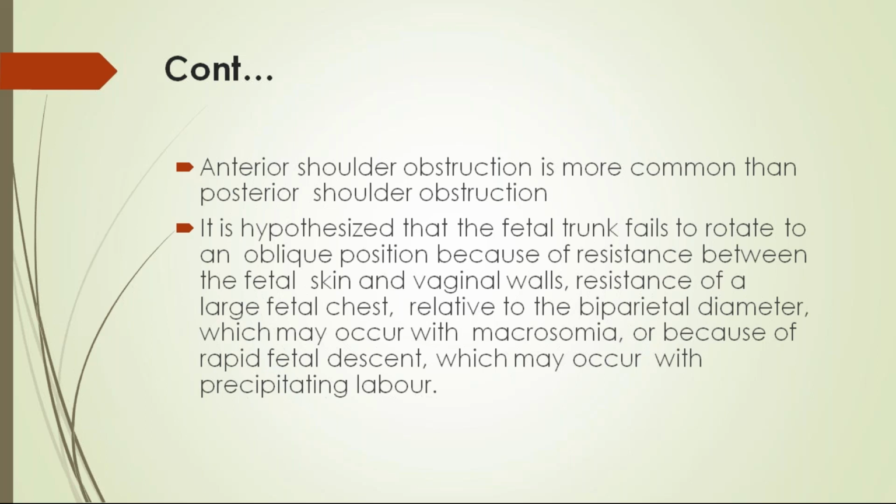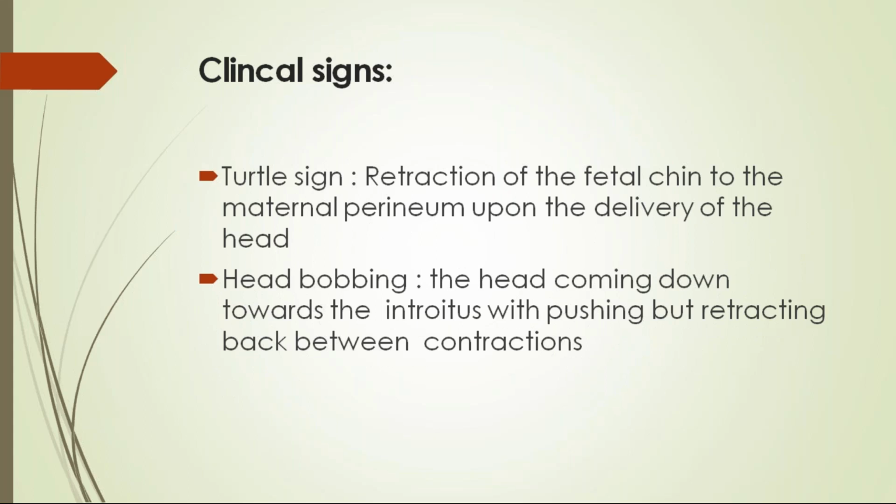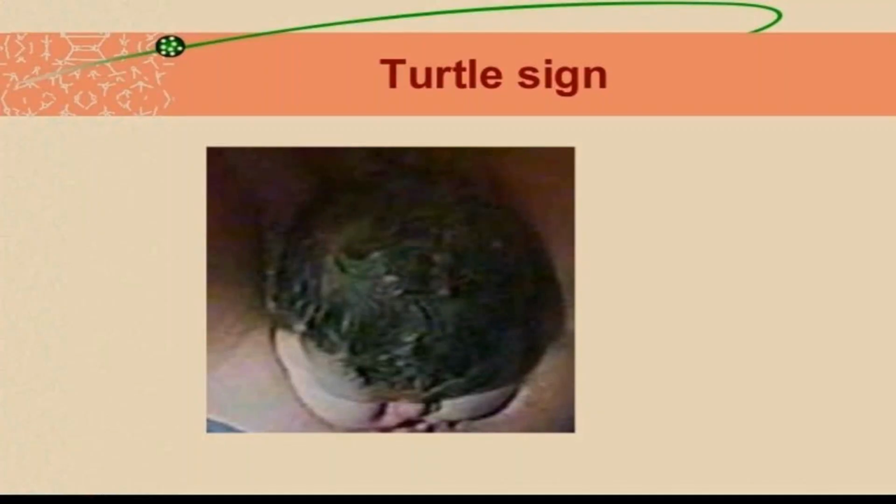Then how to confirm that this is a sure case of shoulder dystocia? These are the two signs which we can observe in the baby's head, so that we can confirm this. First one is the tactile sign: retraction of the fetal chin to the maternal perineum upon the delivery of the head. Here you can see the chin of the baby is retracted towards the maternal perineum. This is the tactile sign.